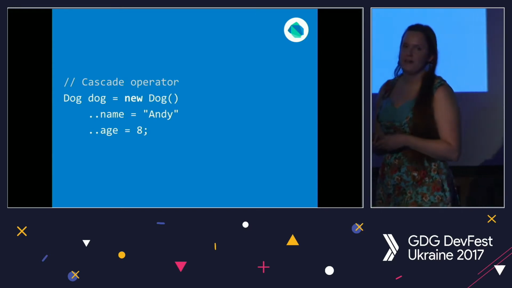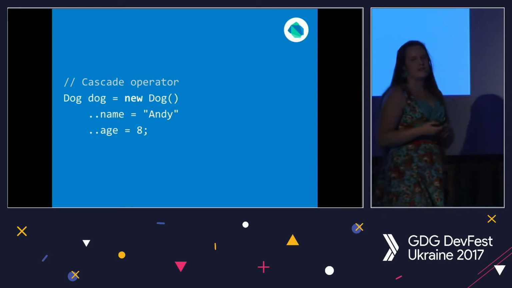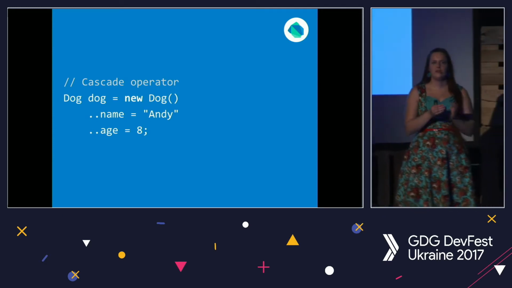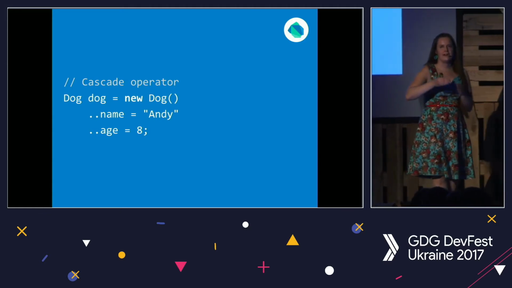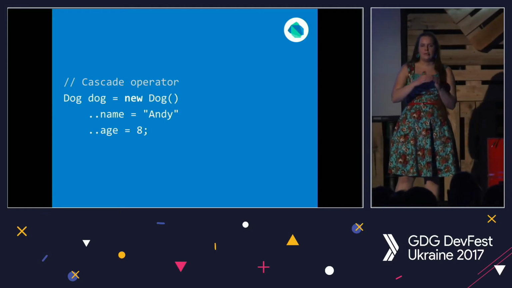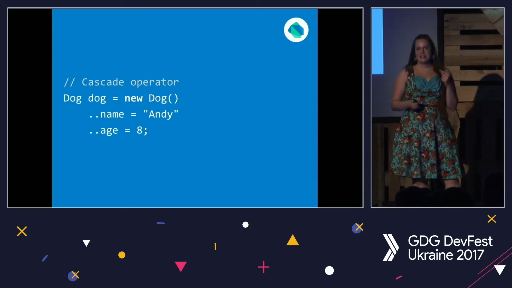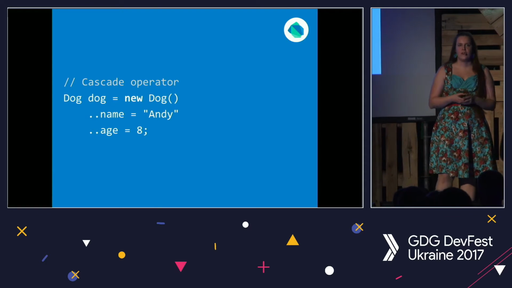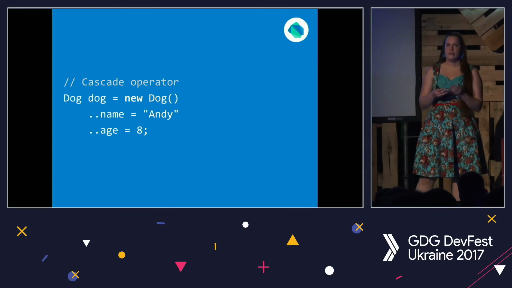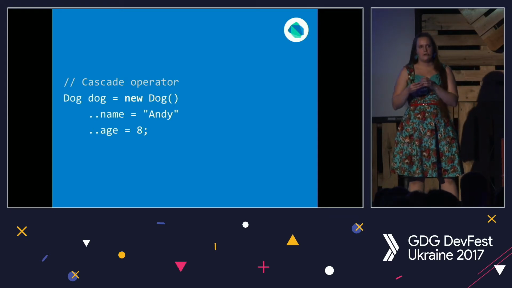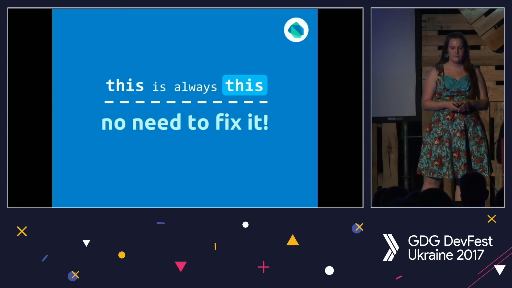For example, the cascade operator. This is the double dot operator. It's very nice, for example, when you are constructing a new object and you want to write some properties and you don't want to make it complicated, you can use the double dot operator. This operator is very nice when you are working with HTML, with the DOM, because, for example, when you are styling your DOM element via CSS, then this can be very handy.